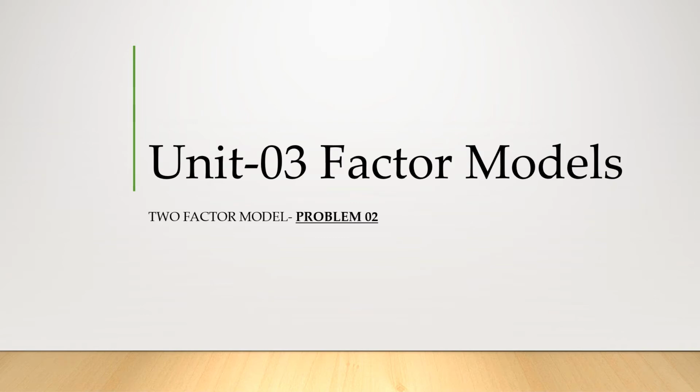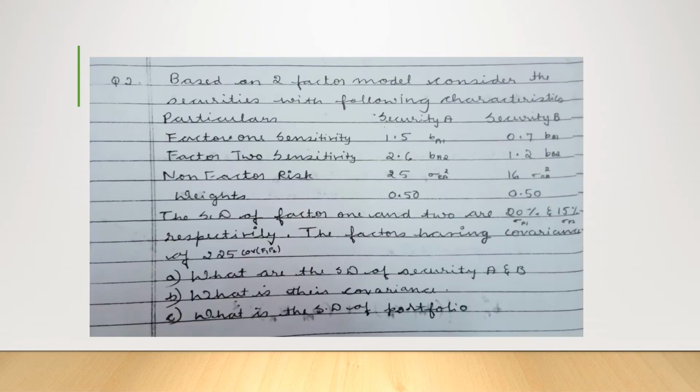This is Unit 3, Factor Models, and the second problem in the two-factor model. So here you have the question. Based on the two-factor model, consider the securities with the following characteristics. You are given security A and security B.